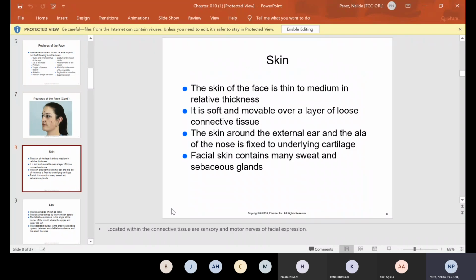Now, the skin of the face is thin to medium in relative thickness. It is soft and movable over a layer of loose connective tissue. The skin around the external ear and the ala of the nose is fixed to underlying cartilage, and facial skin contains many sweat and sebaceous glands. Now, believe it or not, I'm going to come back to this.